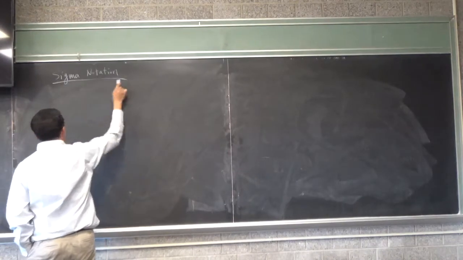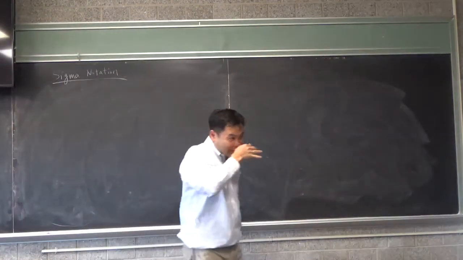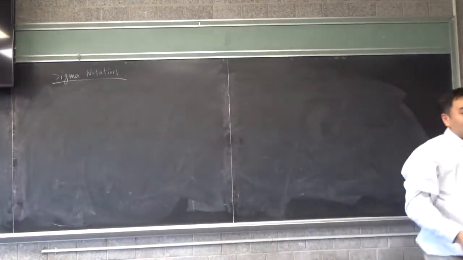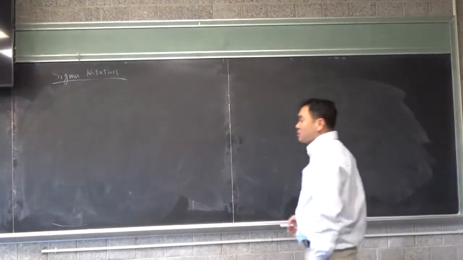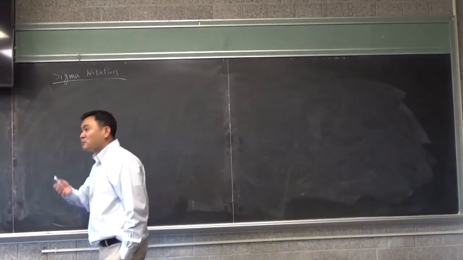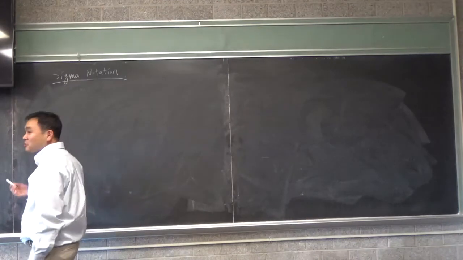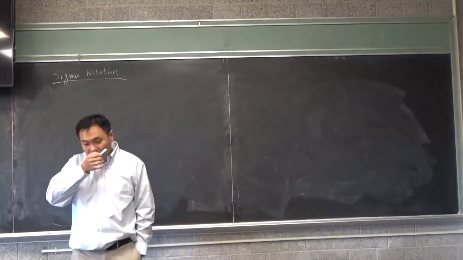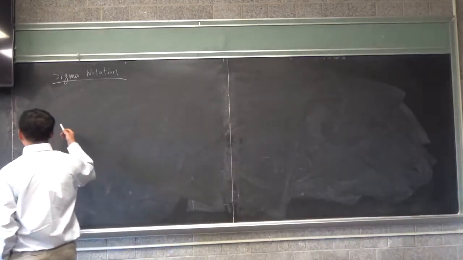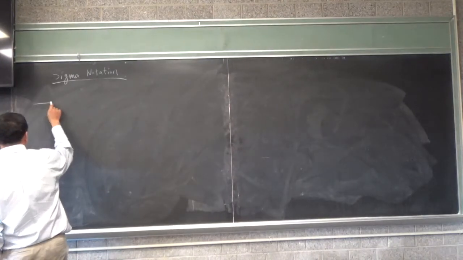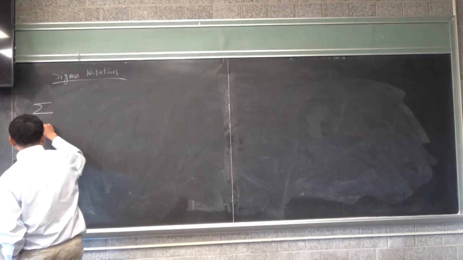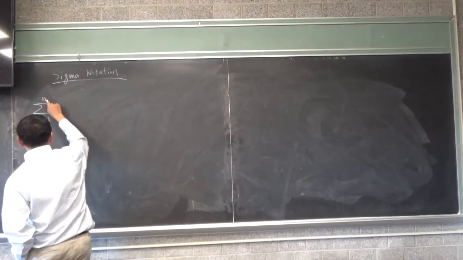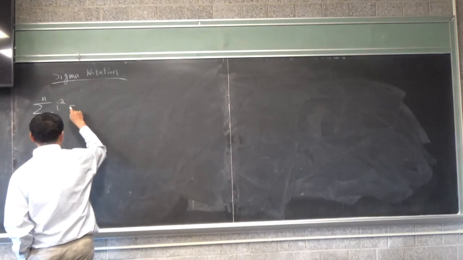And although most of you have seen sigma notation, it's still somewhat mysterious, right? But you don't have to be afraid of sigma notation because it's really just a shorthand for other things. So let me explain by an example. Suppose you have the sum of i squared, with i equals 1 through n.